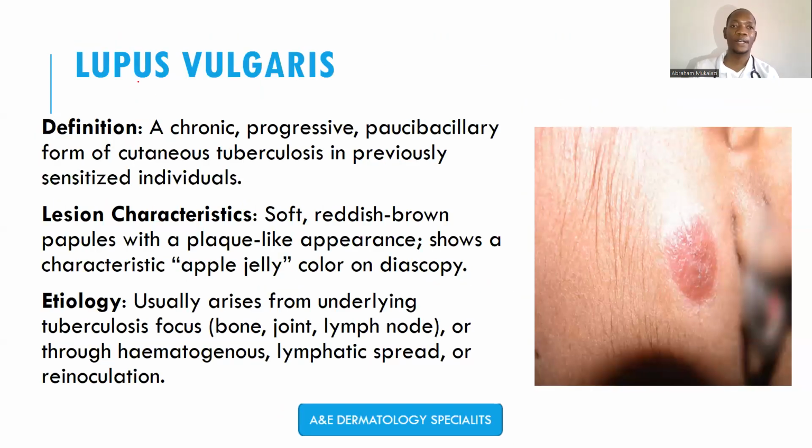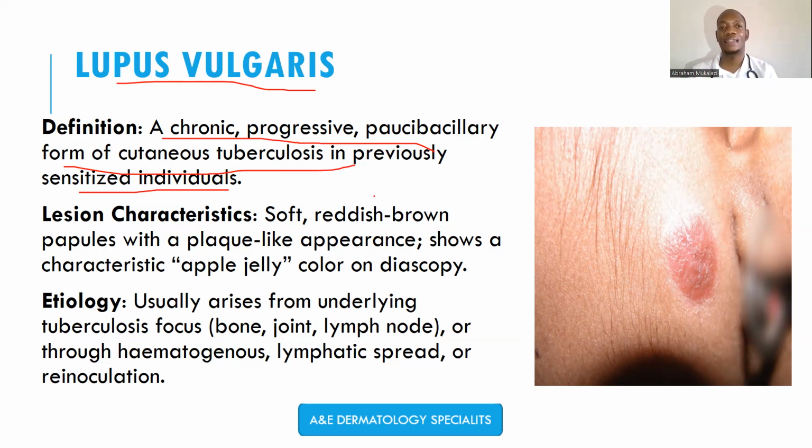Then we have lupus vulgaris, where vulgaris simply means the common form of something. So lupus vulgaris is the common form of cutaneous tuberculosis. This one is looked at as a chronic progressive paucibacillary form. So in this case, you have very few bacteria in the skin, and the individual is previously sensitized. Either they have suffered from TB before, or they were vaccinated.